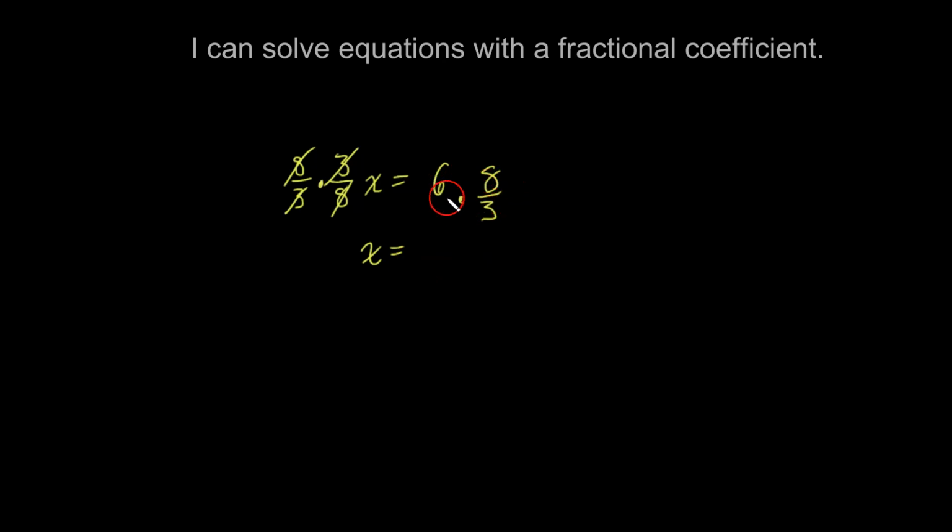6 times 8 over 3. If we want to, we can put 6 over a 1. Okay, and then we just multiply straight across. 6 times 8, that is 48. 1 times 3, that is just 3, and we can simplify this now. 48 divided by 3, we know is equal to 16. So we get x is equal to 16.